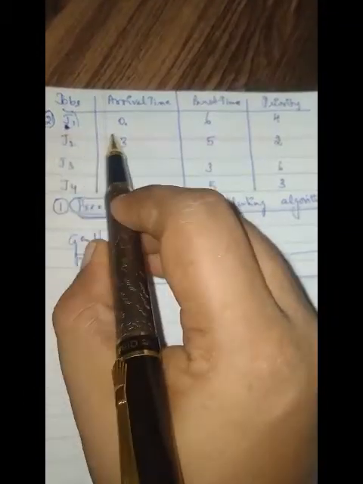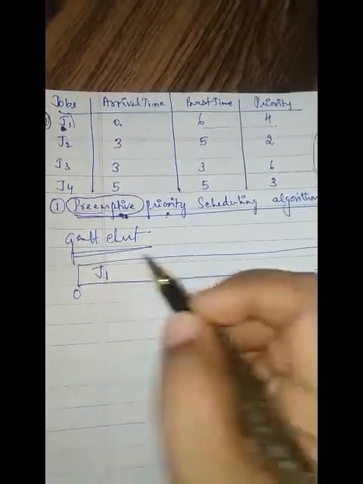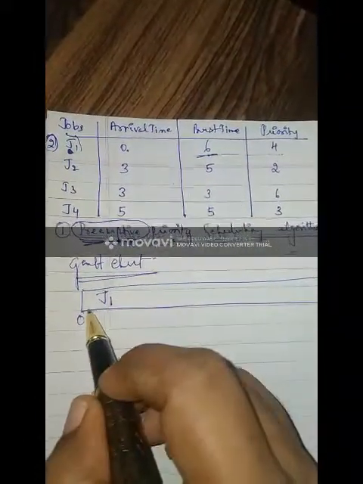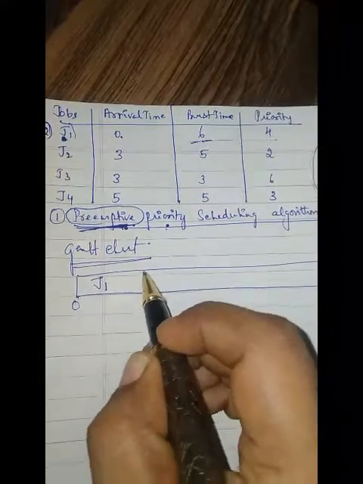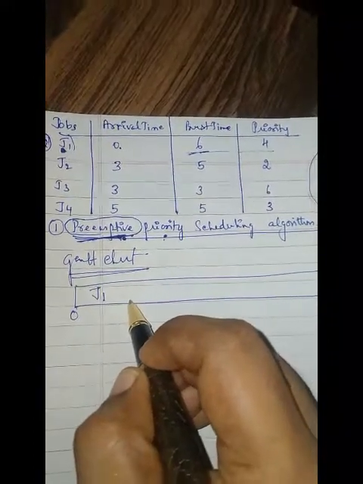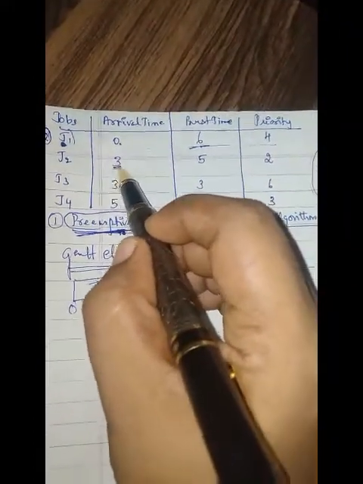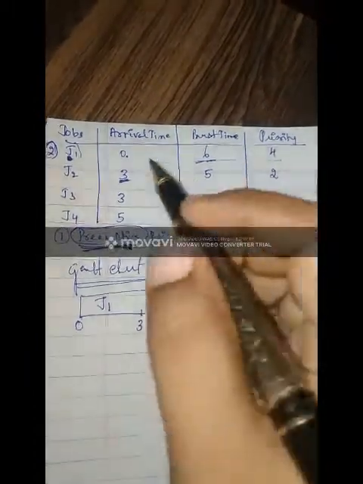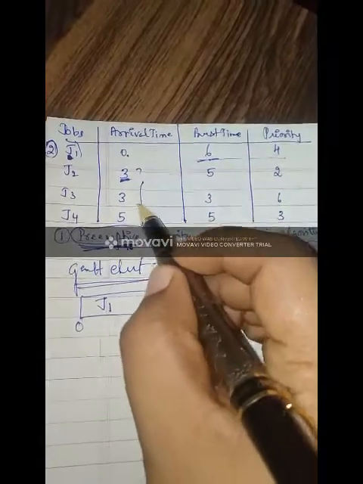So at arrival time 0, you have only one process, that is J1. We will give J1 to the CPU. J1 takes 6 milliseconds to complete. But this is preemptive, so you cannot allow the job to complete fully; you have to stop and check at the next arrival point. What is the next arrival time? That is 3. At 3, you see here, you have two processes.